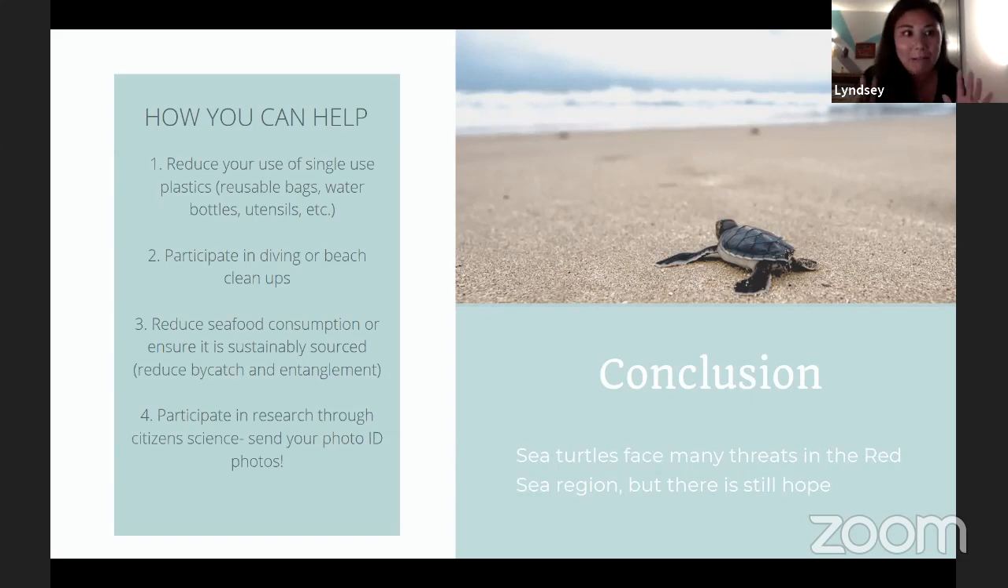Sorry, my internet's going out. But if you know where your seafood's coming from, then you know that it's not participating in this bycatch and entanglement. Just make sure you're getting it from good sources.